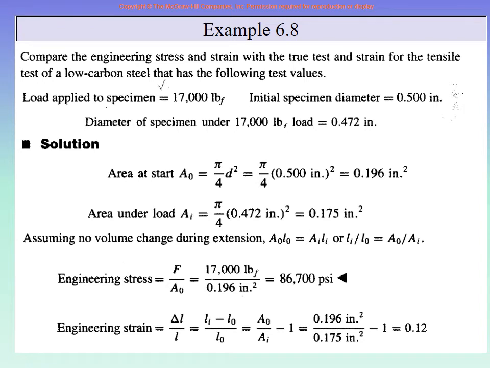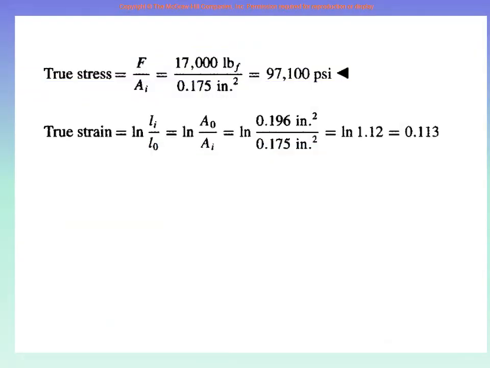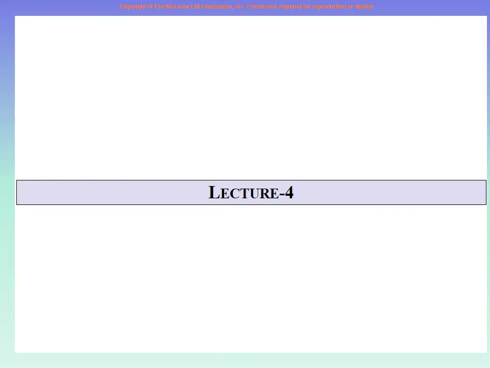We found the initial area, the final area, we found the true stress, the engineering stress, right? And then by using the true strain formula of Li upon L naught, that Li upon L naught is also A naught upon Ai, so therefore we calculated it and so forth. So that was the previous lecture. So now let us start.